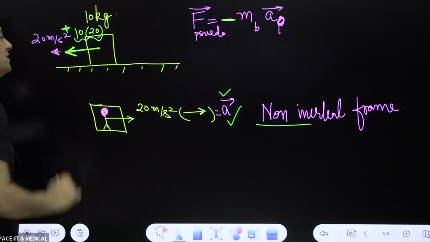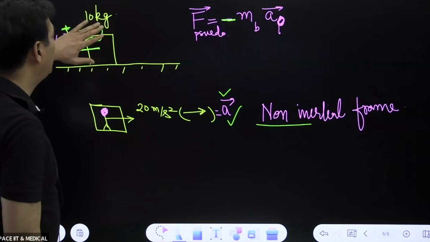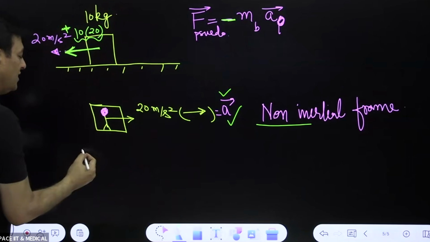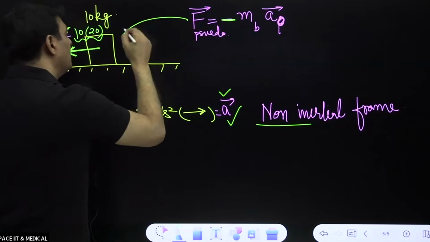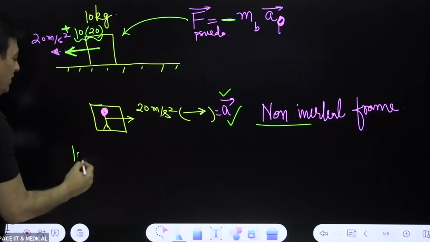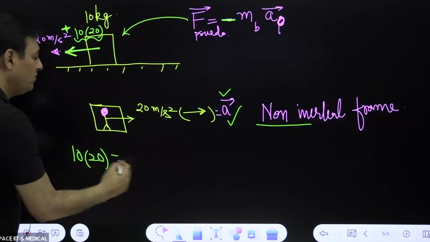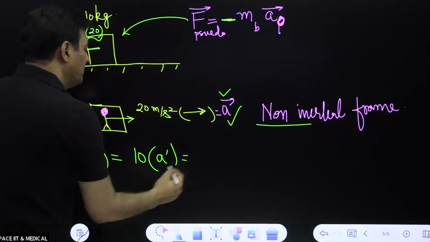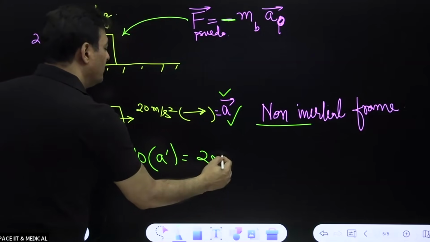Now this much pseudo force is acting, and if you are writing Newton's laws of motion, you will say the net force acting is this pseudo force, and this pseudo force, 10 into 20, should be equal to mass into acceleration. 10 into acceleration, and the acceleration you observe is 20, which is correct.